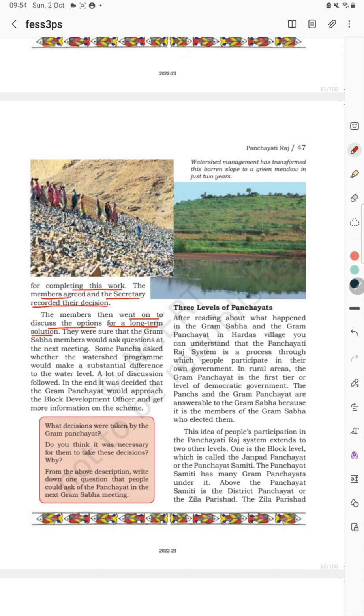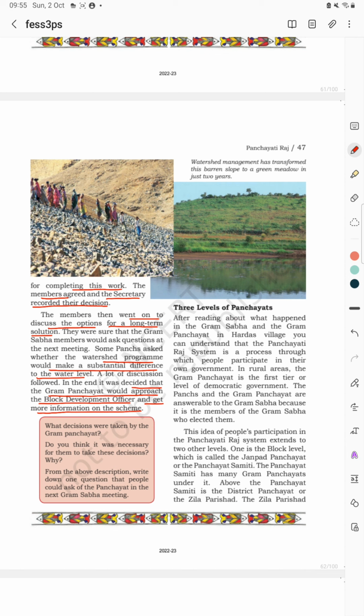Okay, so some Panch asked whether the watershed program would make a substantial difference to the water level. A lot of discussion followed. In the end, it was decided that the Gram Panchayat would approach the block development officer and get more information on the scheme. So basically they have discussed the watershed program also, and ultimately at the end they thought that they will approach the block development officer and get information on the scheme.